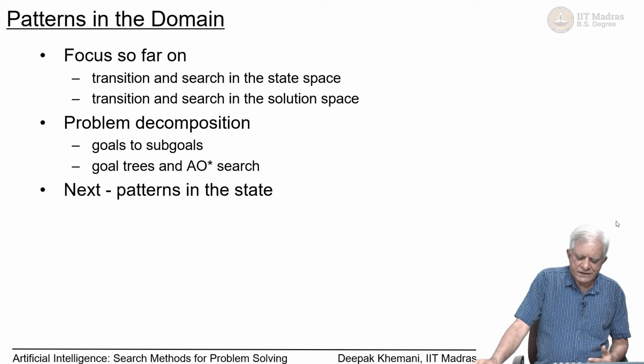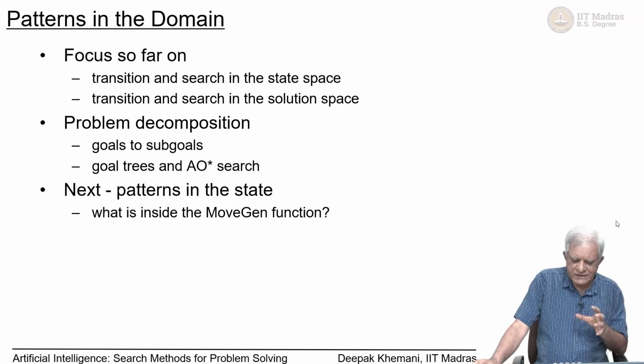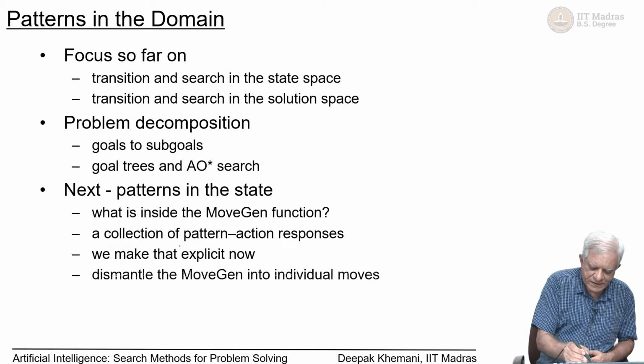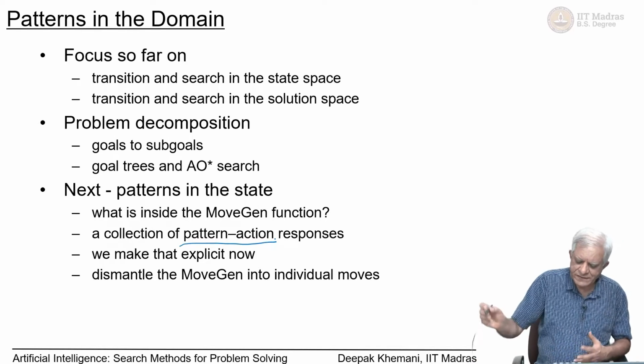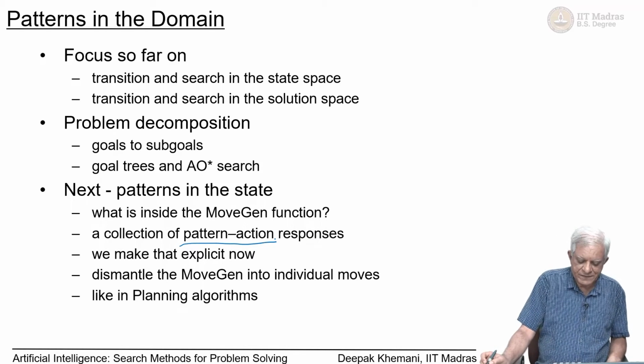Now, we look at the notion of patterns inside the state. So, what is really happening behind the scenes, so to speak? What is inside the move gen function? How do you implement a move gen function? And we will see that it is basically a collection of pattern action responses. So, we are interested in these pattern action pairs, and we will make that explicit now essentially.